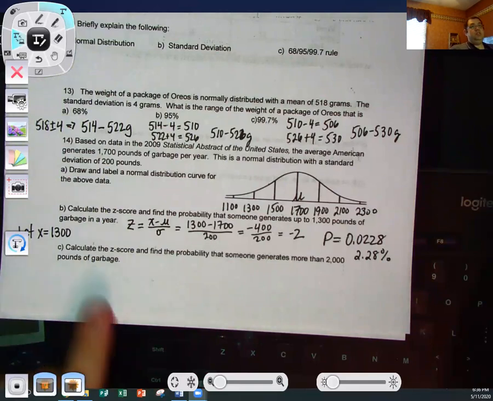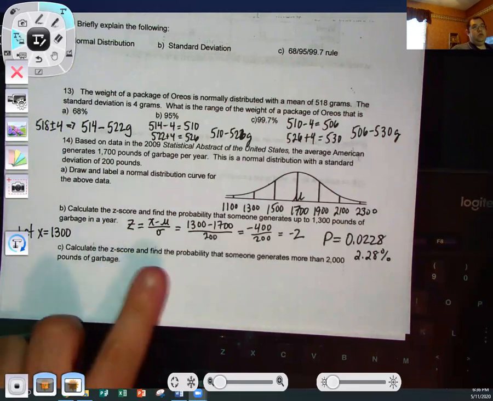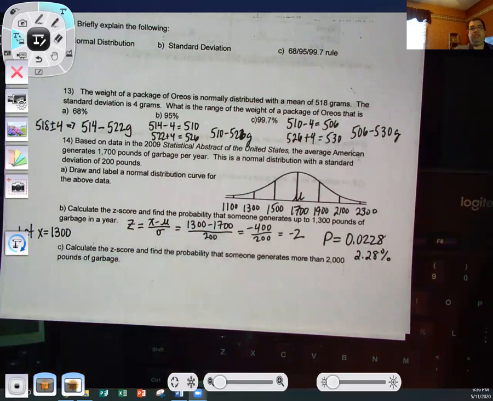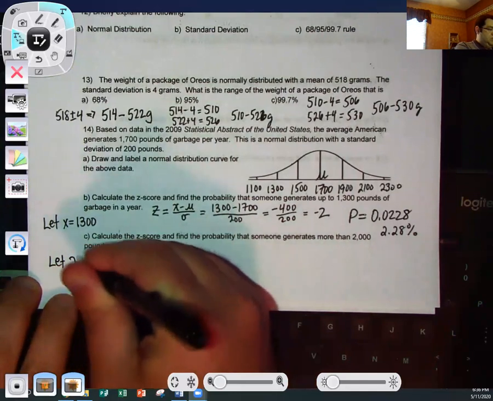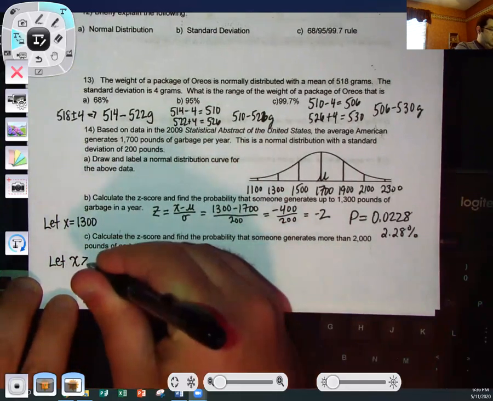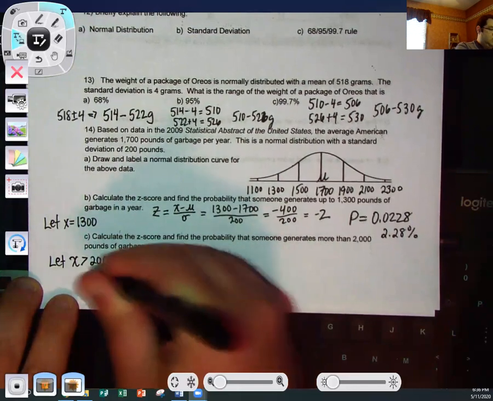So now the question says, find and calculate the z-score, find the probability that someone generates more than 2,000 pounds of garbage. So this time we want x to be greater than 2,000 pounds of garbage.